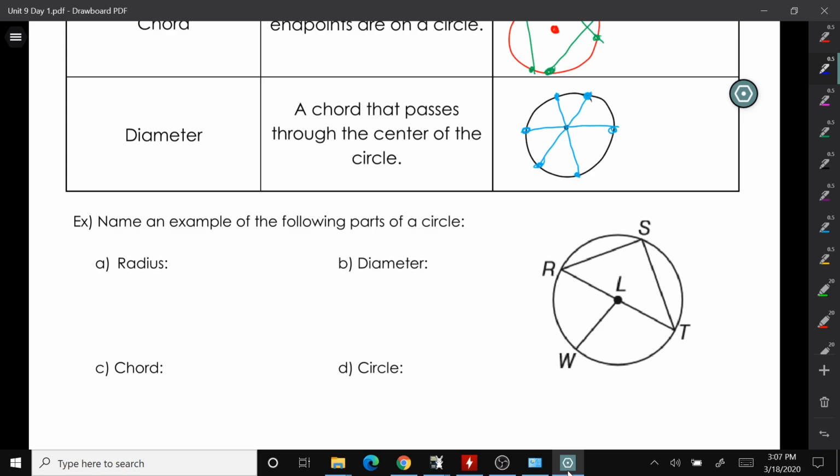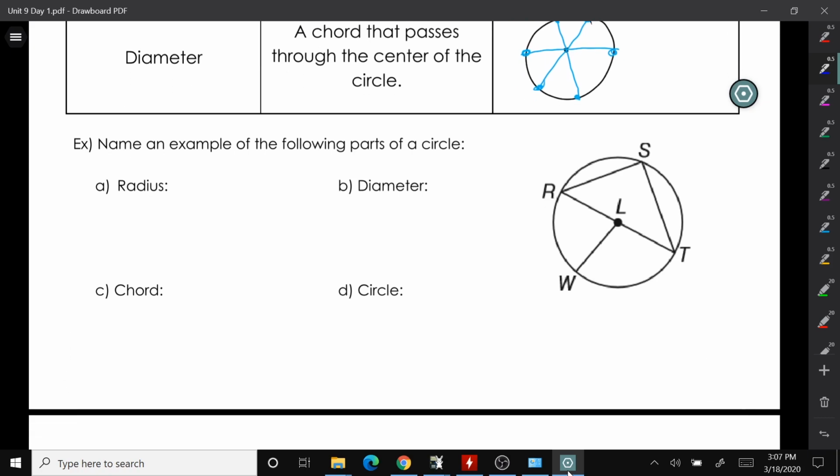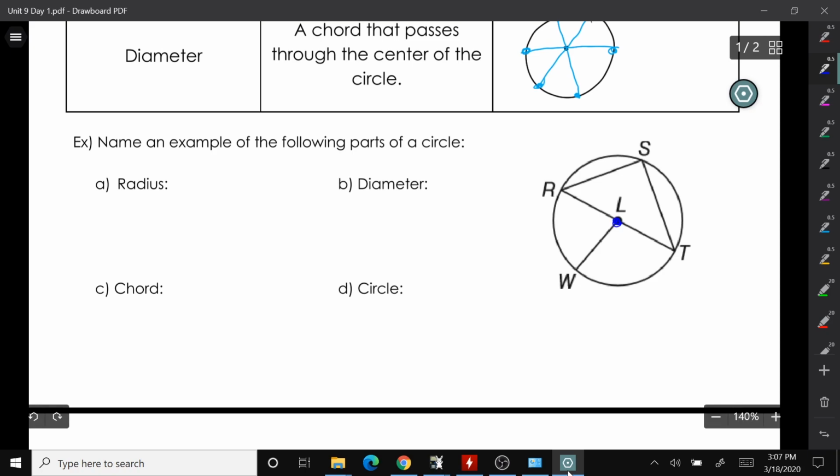So let's look at a picture and identify parts of a circle. So remember, radius starts at the center and goes to the edge. So we have radius LR, LW, and LT. So that's segment LR, segment LT, and segment LW. Those are all radii. Now diameter, so remember diameter has to go from one side of the circle to the other and through the center. So we only have one diameter here, and that is segment RT.